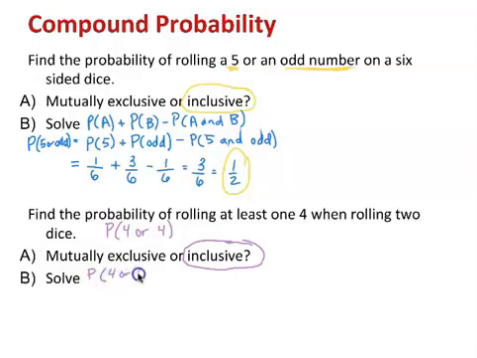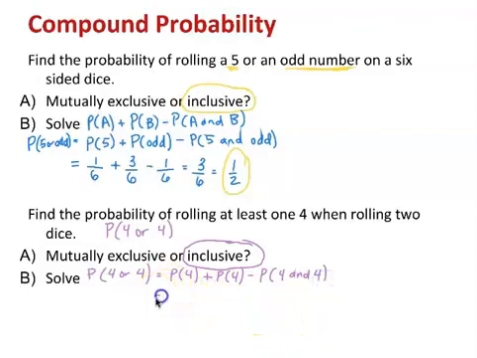So let's go ahead and write out our blueprint here, that we're finding the probability of 4 or 4. And to do that, we're going to find the probability of 4 on our first roll, add to it the probability of rolling a 4 again, and then we're going to subtract out the probability of rolling a 4 and a 4.